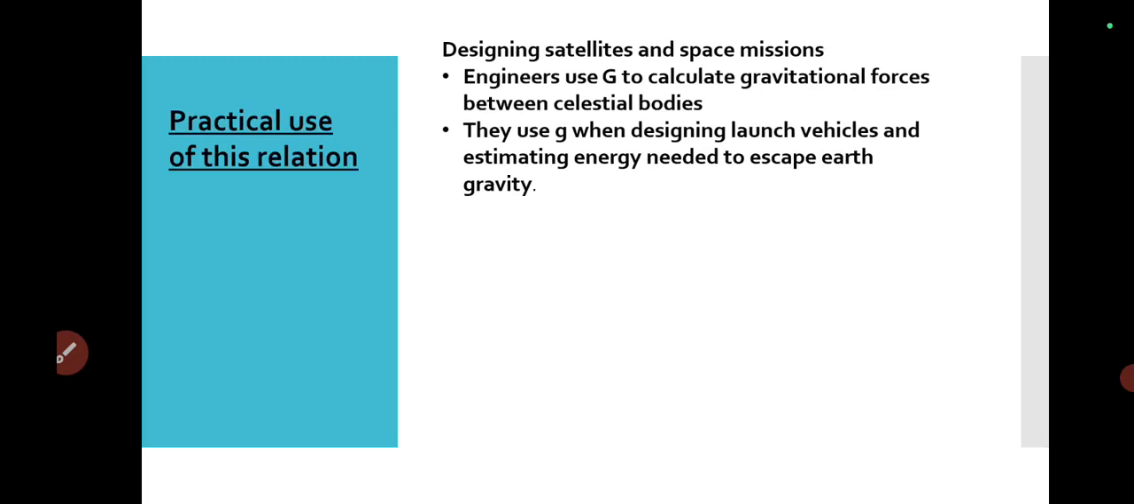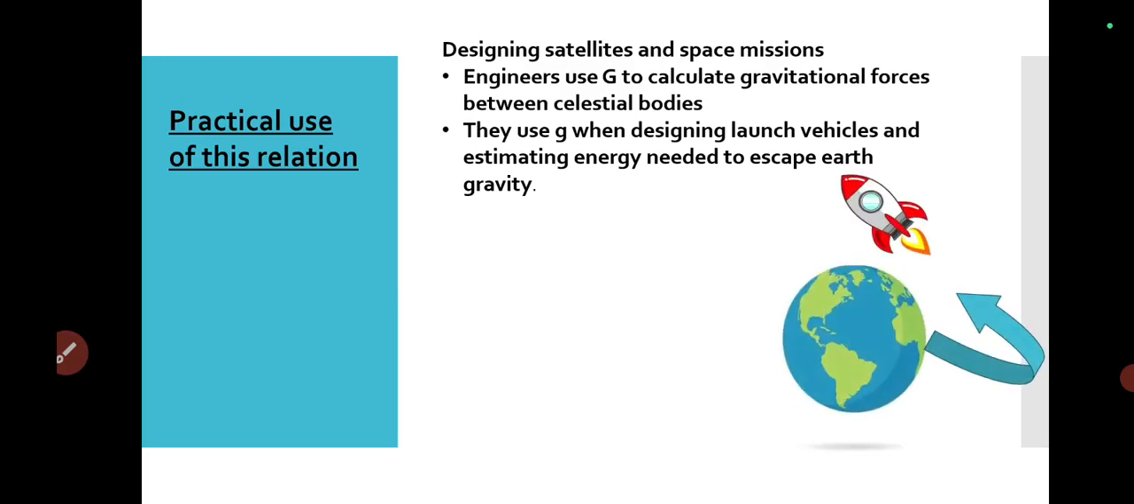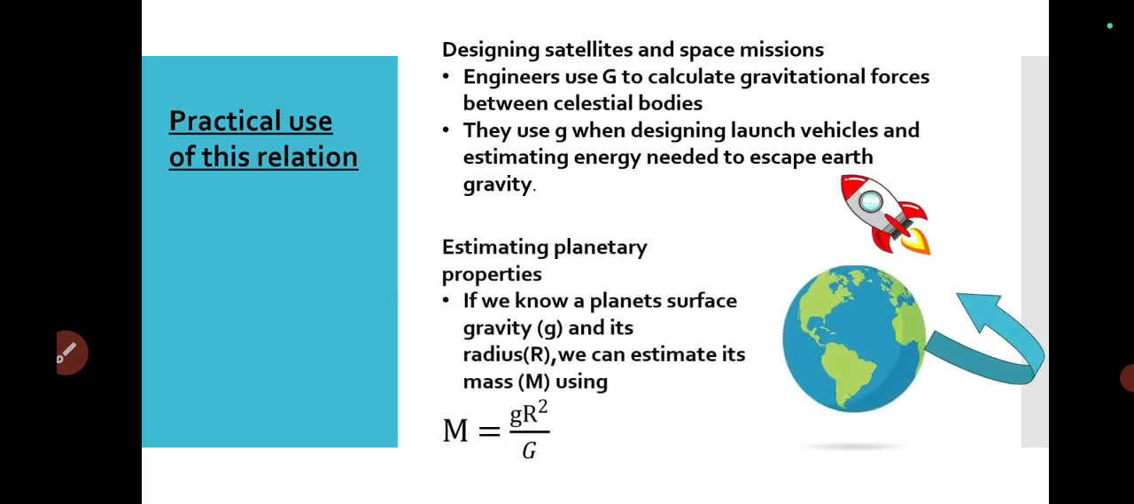Now the question is, what is the practical use of this relation between the gravitational constant and gravity? The practical use of this relation: designing satellites and space missions. Engineers use the gravitational constant to calculate the gravitational force between celestial bodies. They use G in designing launch vehicles and estimating the energy needed to escape the Earth's gravity.